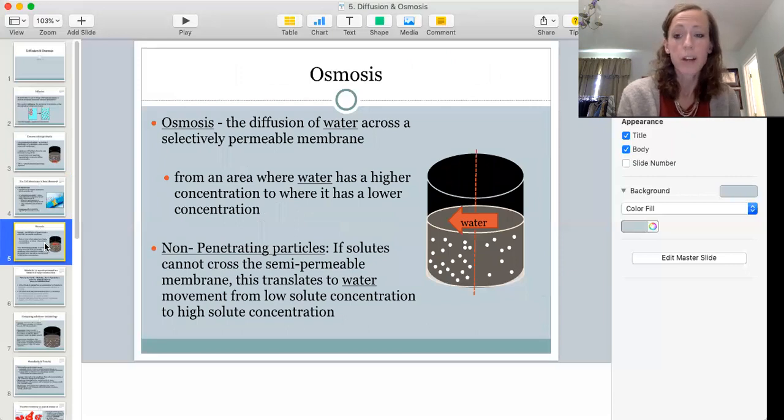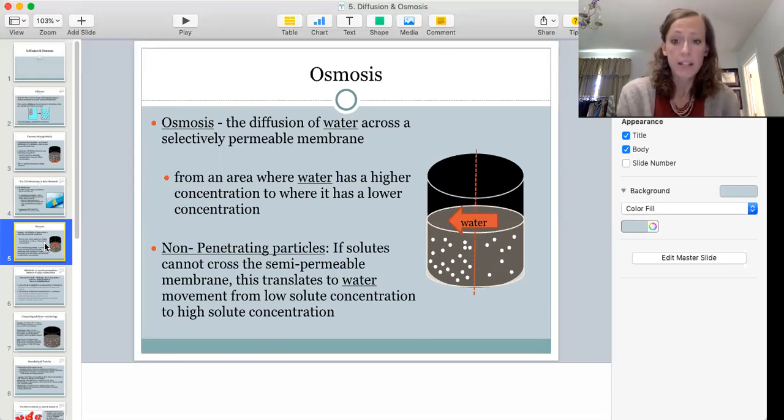So osmosis is a particular type of diffusion, and it's specifically the diffusion of water, okay? As water crosses the membrane, it will also move from an area where water is more highly concentrated to where water has a lower concentration, okay?